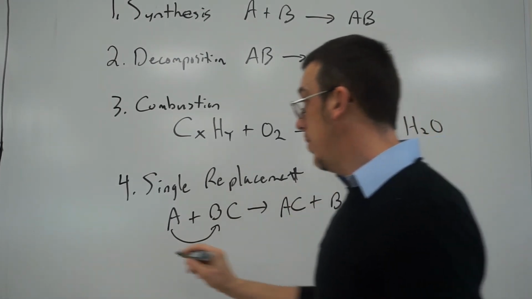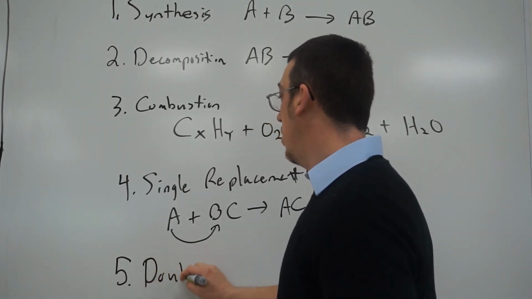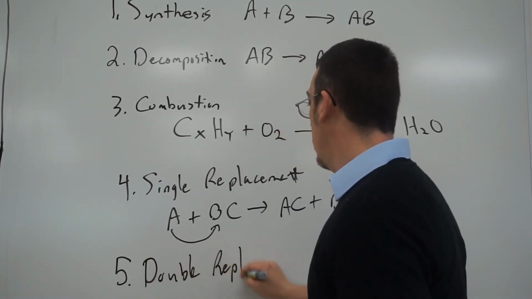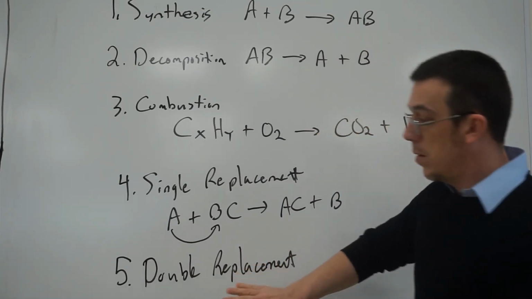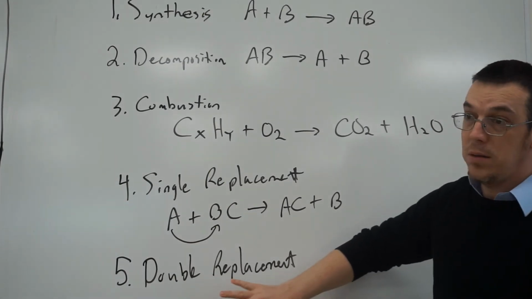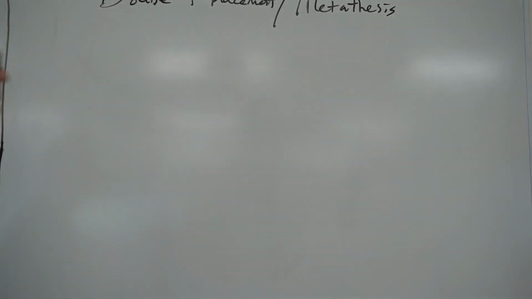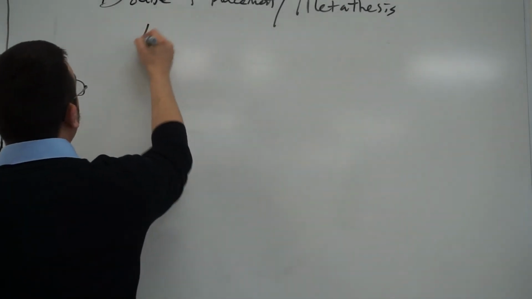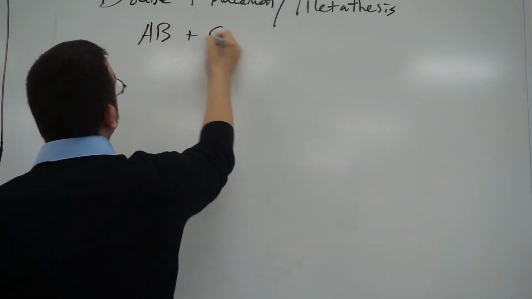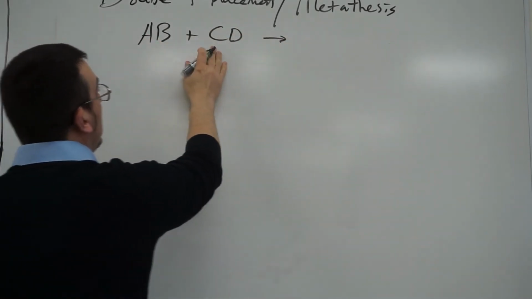Now, the reaction that we're going to focus on today, which is the fifth one, is double replacement. This is where we're going to spend most of our time today. Double replacement can also be known as metathesis. Let's talk about the generic formula for double replacement. Double replacement is where you take AB plus CD. In this case, you have two elements in AB, and two elements in CD.